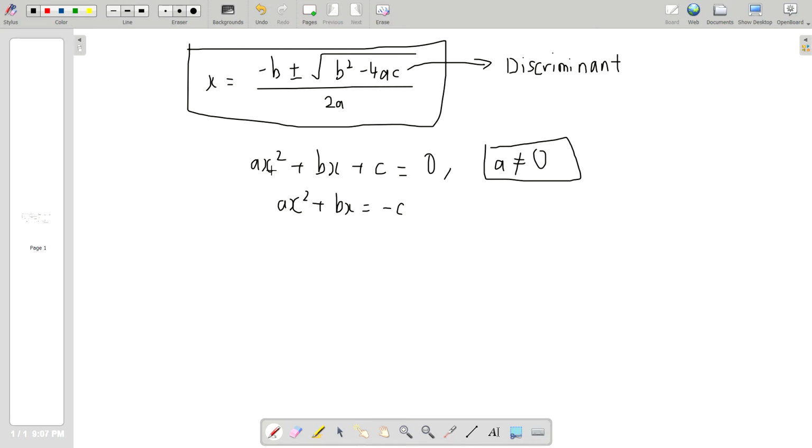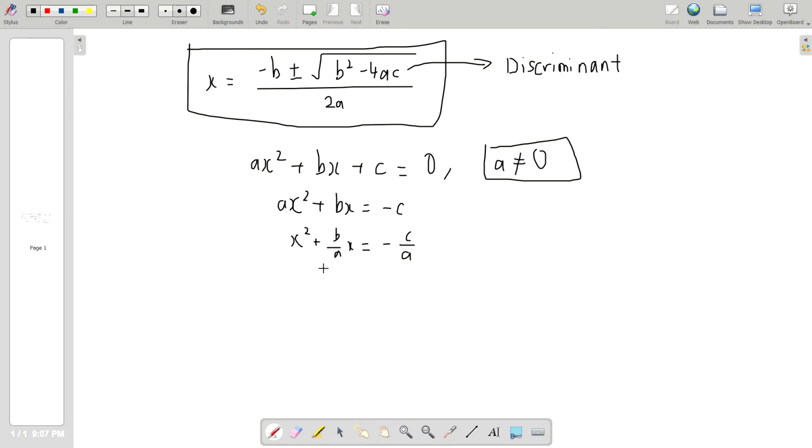But if we want to do factorization, because we're going to have to factorize this in some way where we're left with an x, we don't want this a in the front because this is going to create some problems for us when we try to factorize. So we're going to divide both sides by a to get this new equation, x squared plus b over a x is equal to negative c over a. Up until this point, this seems pretty standard.